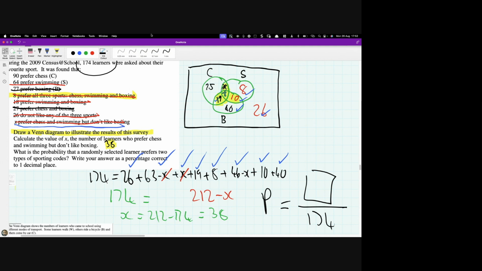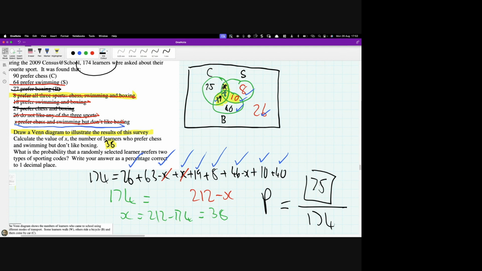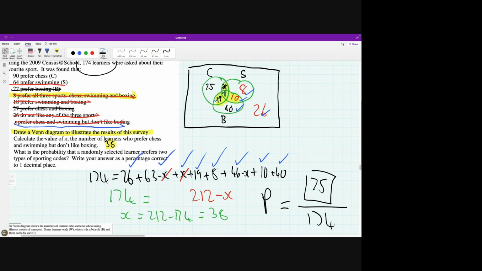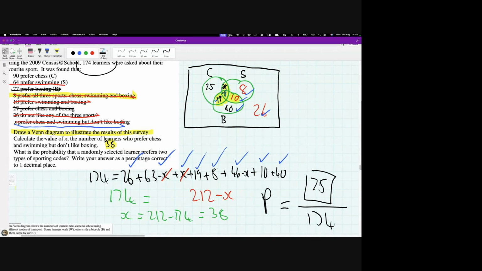So 38 plus 19 plus 10 is 67, but I'm choosing to add that thing because that's 75. Now, if they said only 2 types of sporting codes, yeah, because if they said only prefers 2 types, but because they said prefers 2 types, I'm including the 8 in the middle. So I get 75. Give me a thumbs up if you got 75 out of 174, yeah. Okay, you're with me.